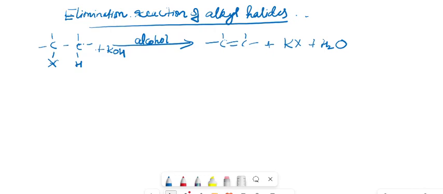Now here this halogen is called the leaving group, and the other leaving atom is the hydrogen, which goes as H plus as proton, and the molecule is left with unsaturated product, formation of unsaturated product like this alkene. The mechanism of this elimination reaction can be of three types: E1, E1CB, or E2 mechanism.